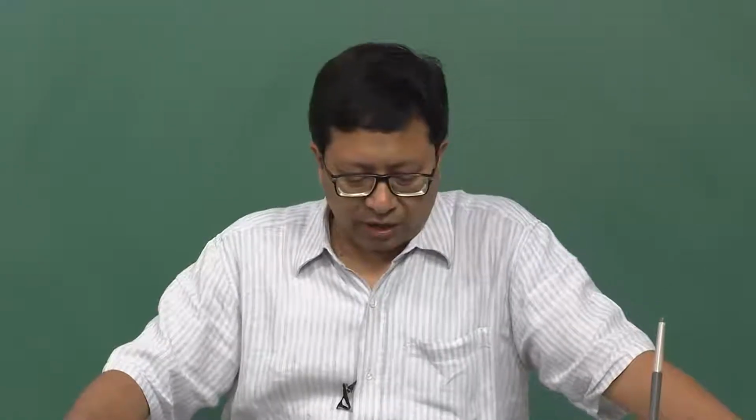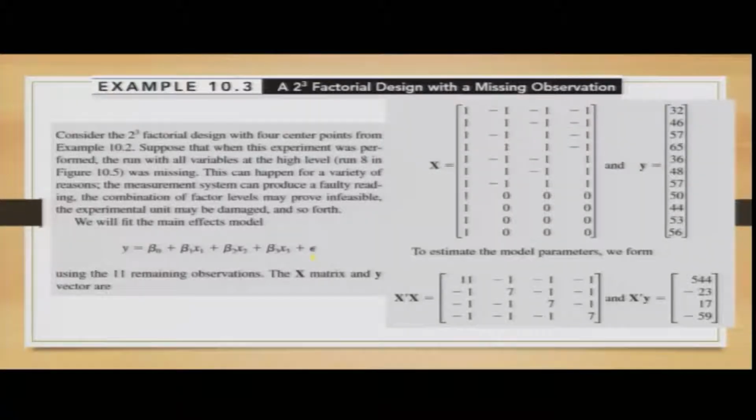Using the 11 remaining observations, the x matrix is of this form, which is basically n cross 4. 4 means beta naught, beta 1, beta 2, beta 3. So, if there are x 1, x 2, x 3, it will be n cross 4 because the fourth one is basically coming for beta naught. Y values is again n cross 1.